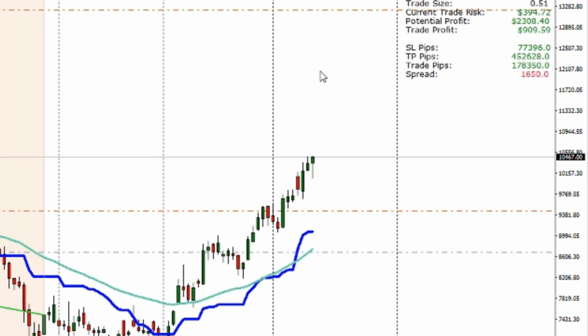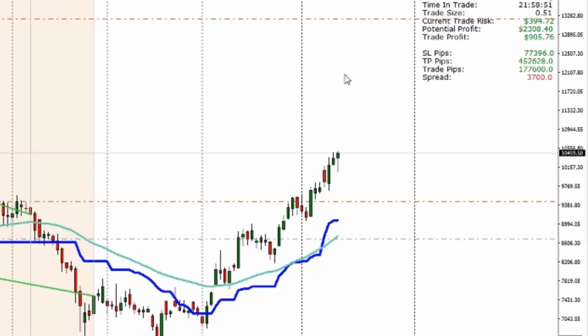So my risk was 100 and some, like low hundreds, 110. And I'm targeting 2,000 on a $110 risk. It was a day trade initially, but now it's a long-term trade.